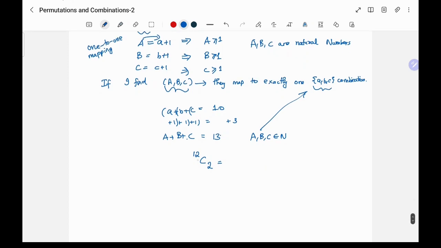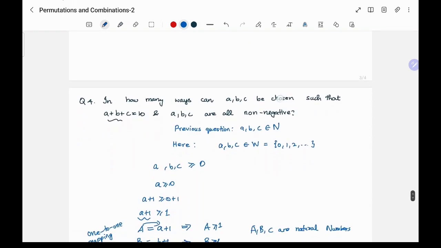Just to finish it, this answer is 12 factorial divided by 10 factorial into 2 factorial. I get 12 into 11 by 2, so this is 66 ways. So there are 66 combinations.